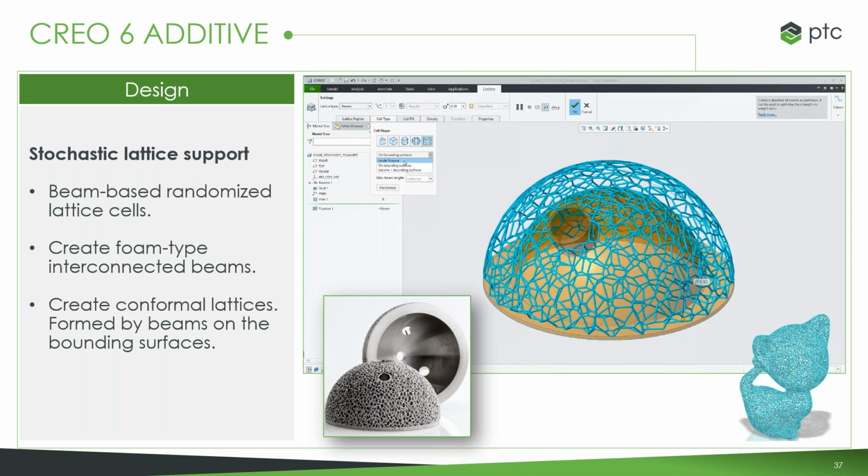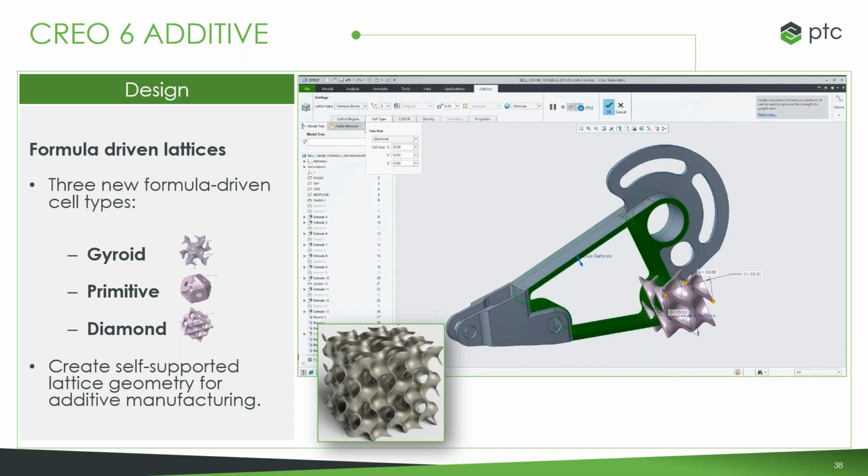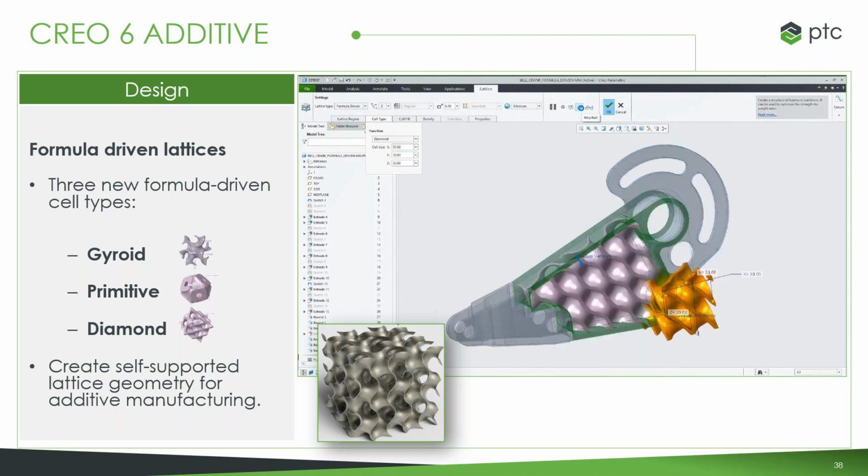Along with that, we also now have new formula-driven lattices. The formula-driven lattices are meant to be self-supportive. So for metal printing, they can be printed at a support angle so that they won't use support structures to hold them as much, saving you material and time. These are pretty complex geometries as well.